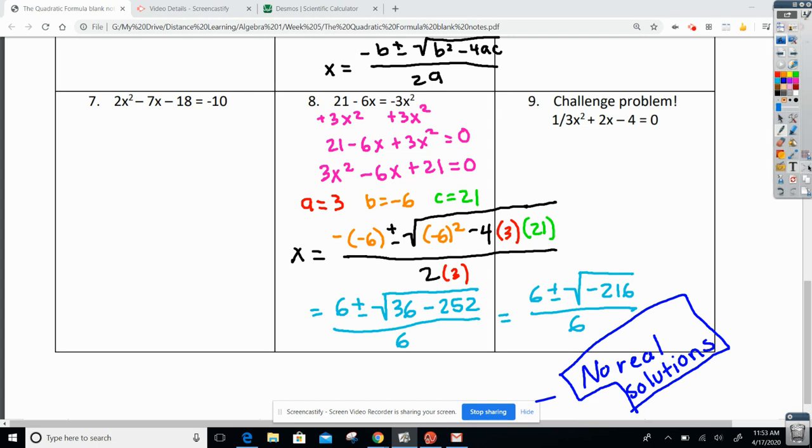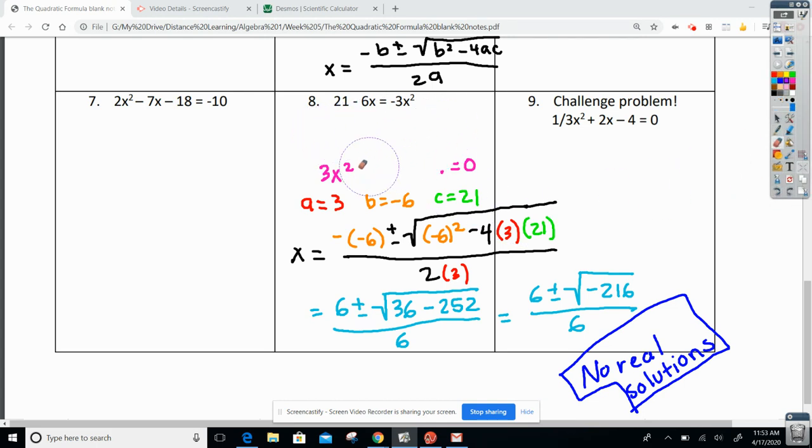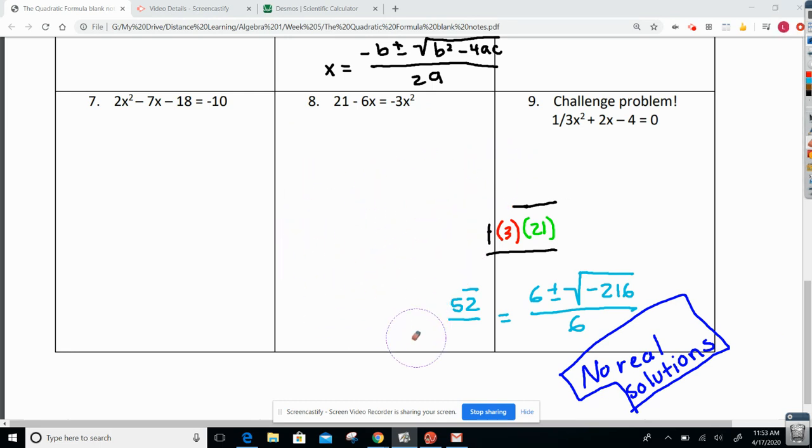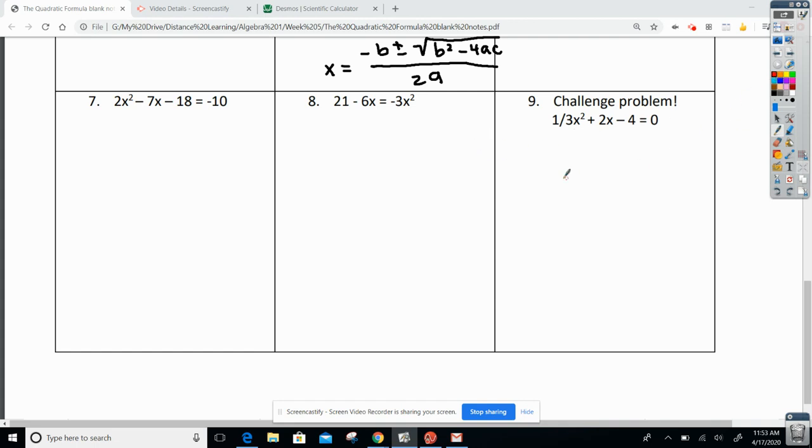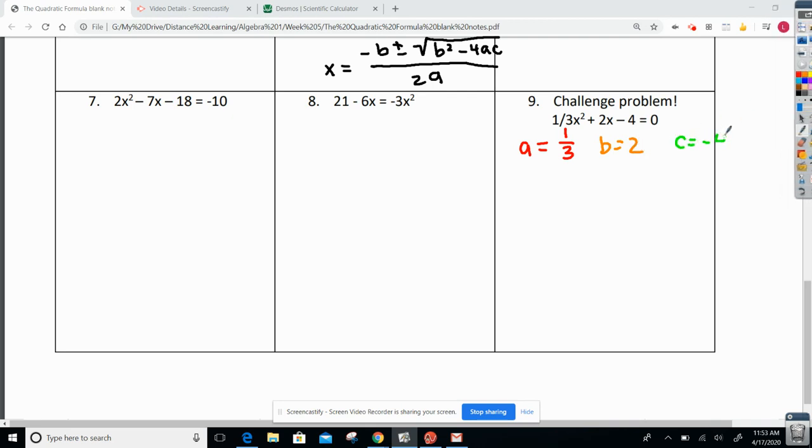Okay, we can't go any further. All right, last one, our challenge problem. Let me erase all of this and we will get started. So what makes this a challenge problem is that we have a nice fraction, and nobody likes fractions, but we're going to work with it, okay? It's already in standard form, so I just need to identify my A, B, and C. Here, my A is 1/3, my B is 2, and my C is negative 4.